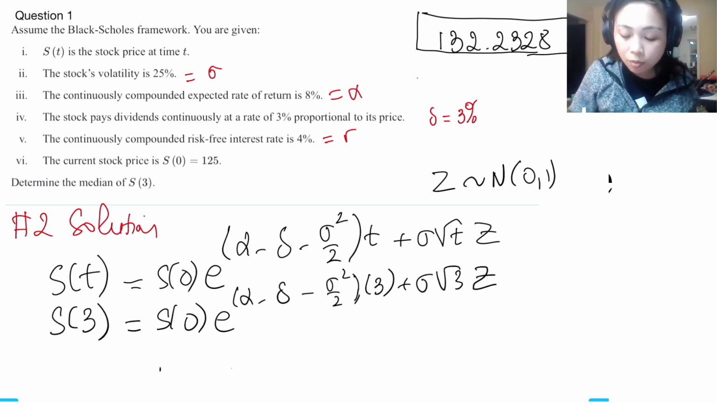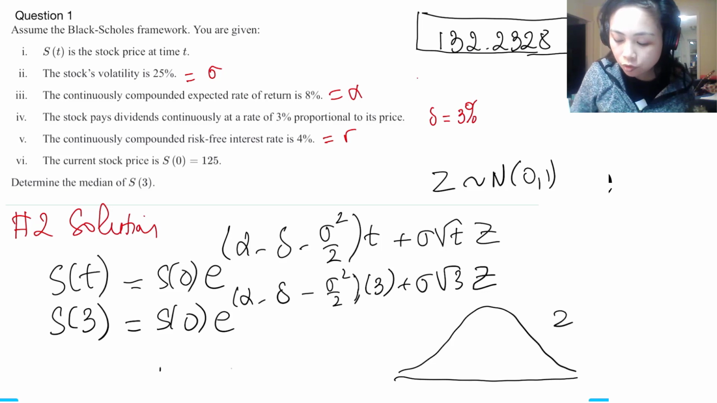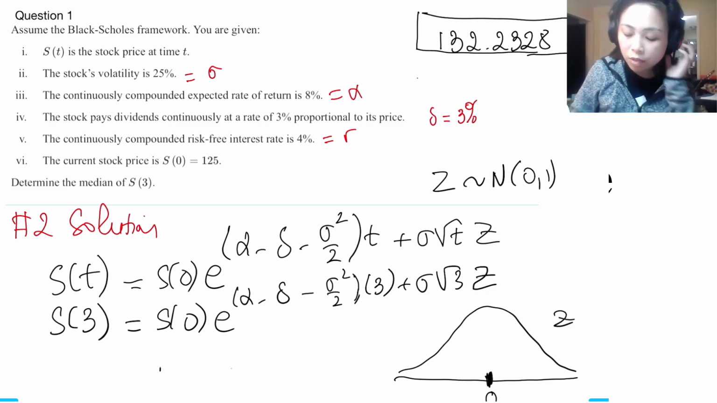So remember that for standard normal distribution, the mean, the median, and the mode are 0, right? So here the median of z is 0. So for the median of S of 3, you have to replace z here with 0. See that? And the median of S of 3 is just S of 0 e to the alpha minus delta minus sigma square half times 3. See that?